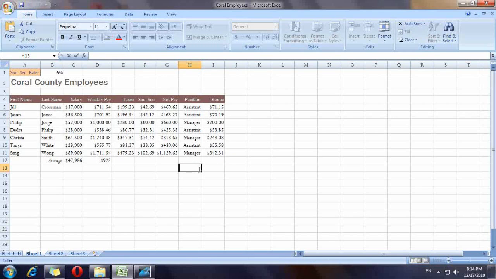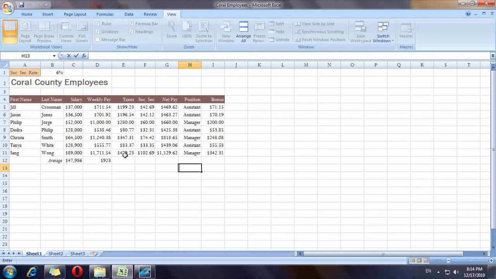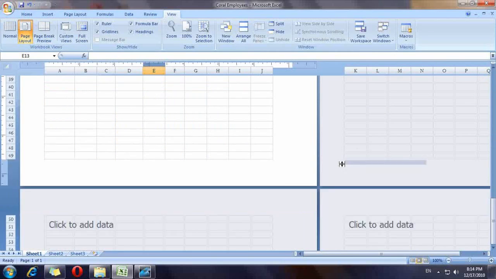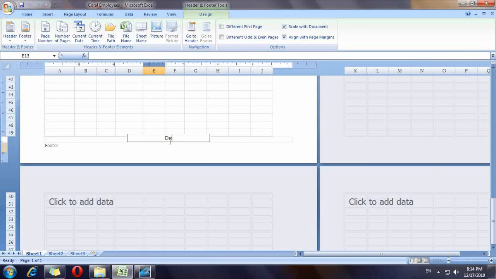Okay, so that's basically it for exercise number 9, and what I have to do now is enter my name in the header, and the date. Okay, so that's it.